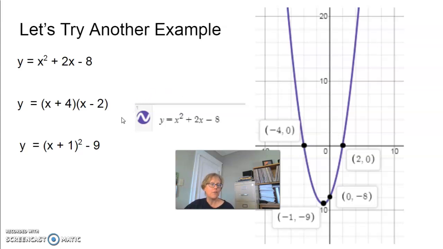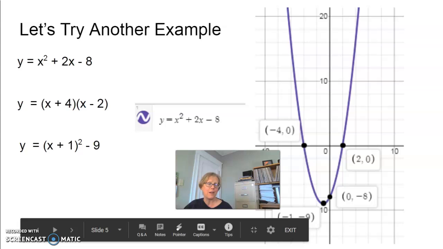And then the vertex format helps you find either the maximum or minimum point. This one is a minimum point again. Again, if it's a negative down here, it's going to be a minimum point. So it's going to be the opposite of this, which would be negative 1, and then it will be this, negative 9, and sure enough, it's negative 1, negative 9.